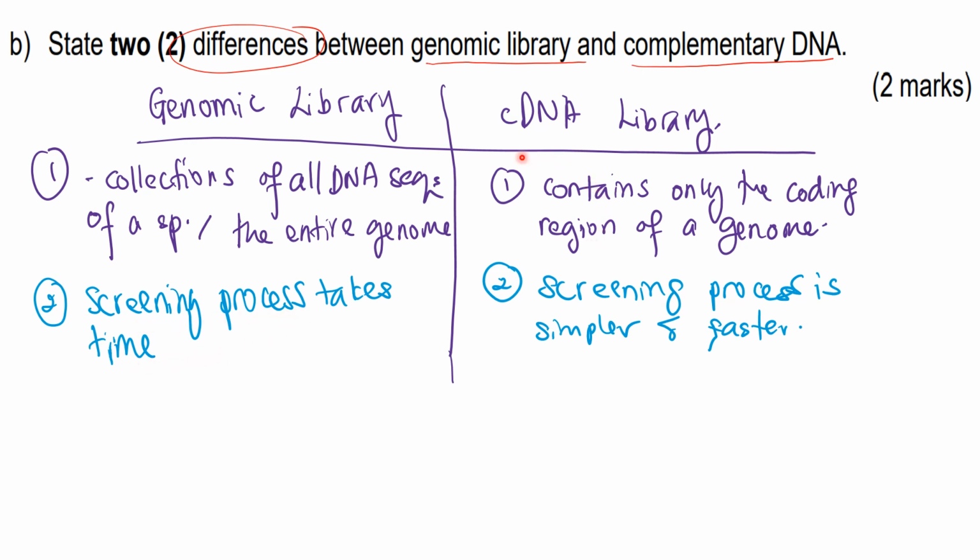And as for the cDNA library, the screening process is simpler and much faster, because the cDNA library contains only the coding sequence of a genome. It only contains the sequence for genes that code for the synthesis of certain proteins. So that is for this question, which is worth 2 marks. Make sure that every time you write a comparison, the comparison tallies to one another.